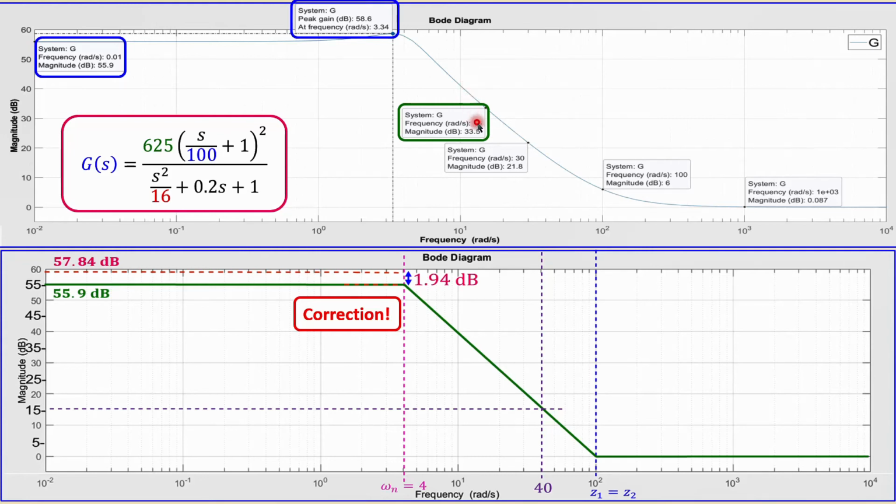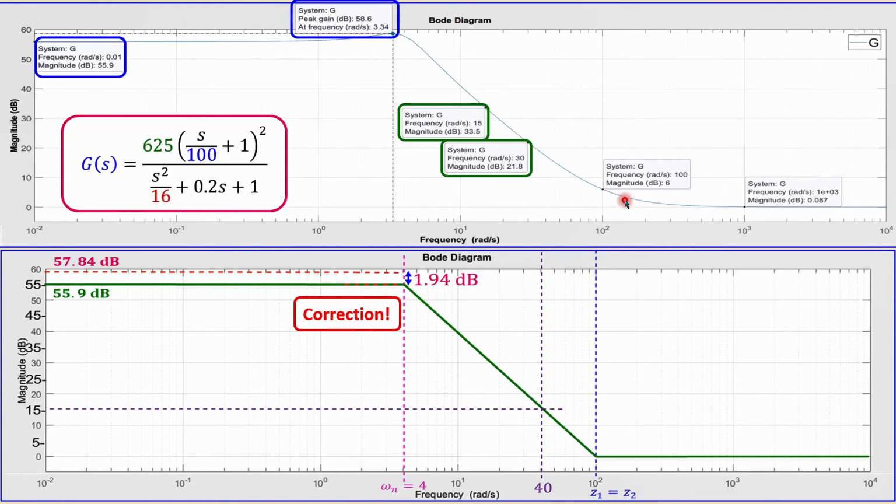An octave means you increase your frequency by 2. So I have now labeled here 2 points in the gain. This is actually 15 radians per second. This is the magnitude, 33.5. But if I go to the 30, so it's from 15 to 30, that is 2 times. So there's 1 octave above.